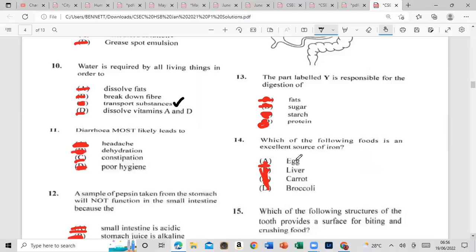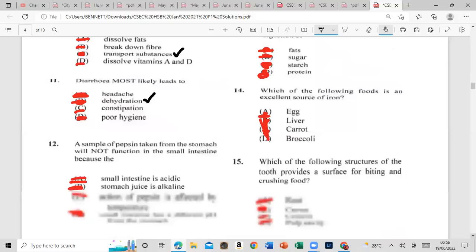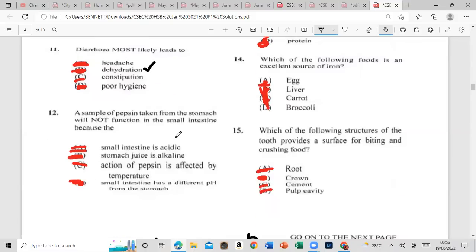Diarrhea most likely leads to headache, dehydration, constipation, or poor hygiene. And that would be dehydration. A sample of pepsin taken from the stomach will not function in the small intestine because A, the small intestine is acidic, B, stomach juice is alkaline, C, the action of the pepsin is affected by the temperature, or D, the small intestine has a different pH from the stomach. And that is most likely the different pH.